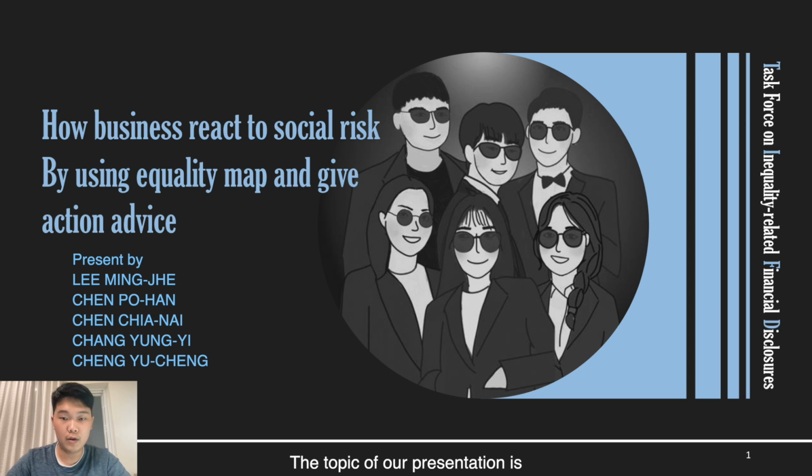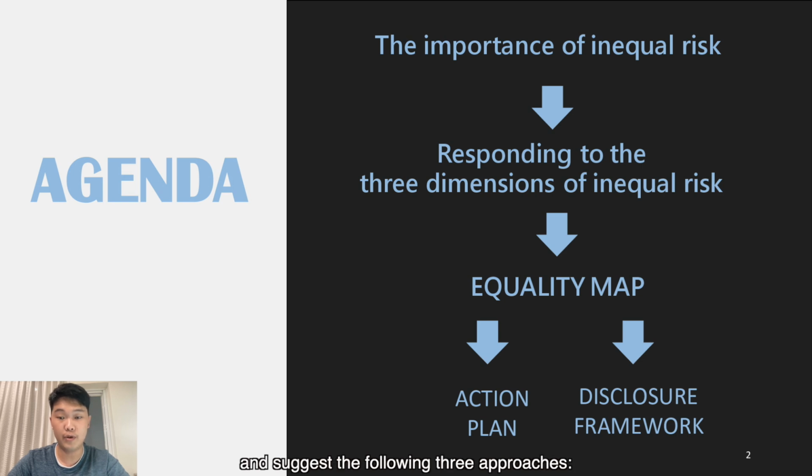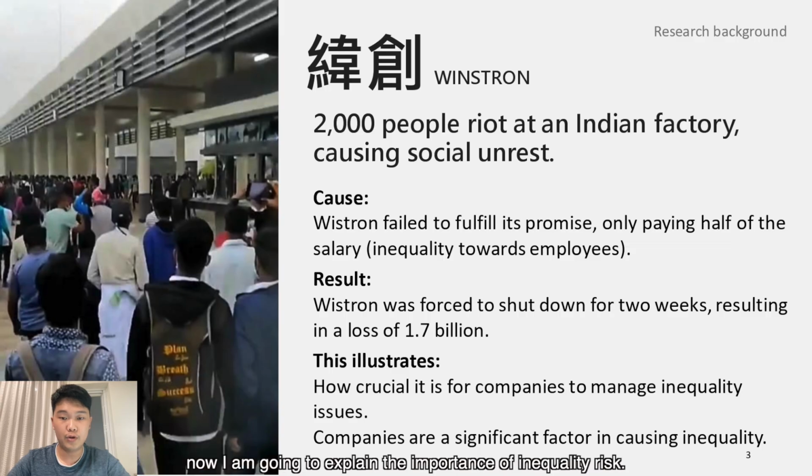The topic of our presentation is how businesses react to social risk by using an equality map and giving action advice. In this presentation, we are going to explain the importance of inequality risk. Then, we find our methods for businesses to address social risks and suggest the following three approaches: investigating the equality map, creating a future disclosure framework, and finally, offering an action plan for management. Now, I'm going to explain the importance of inequality risk.